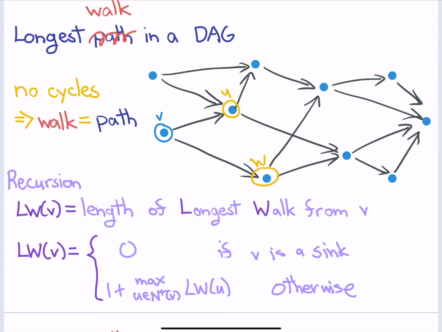Now, how would you actually set up a proof of correctness? You would prove by induction that for every vertex V, LW of V returns a length. But induction needs to be something like, there's a base case, and then you can add on to it and so on. Before, there was always a clear n, n minus 1, n minus 2, and so on.